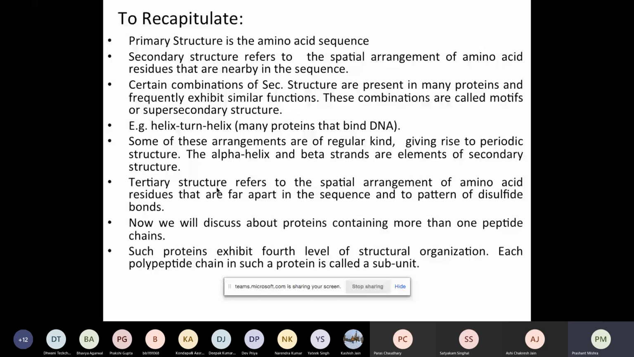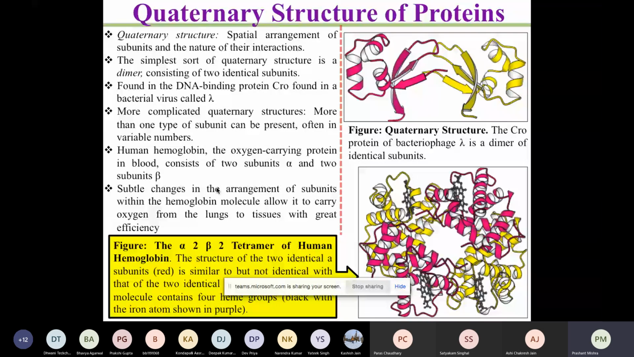And once you have a tertiary structure, there is a possibility. One possibility is that it is fully functional. Another possibility is that these tertiary structures interact with each other and give you another level of structure, which is referred to as a quaternary structure. So let us see what the quaternary structures are. First one, on the right hand side, you see a protein present in lambda bacteriophage, a virus. It is a dimer.